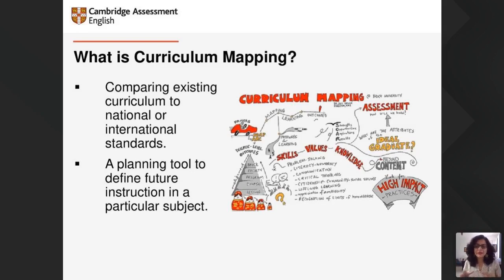Now, a curriculum map can be used in two ways. It can be used after the teacher has finished her academic year. A completed curriculum map allows the teacher to analyze or communicate instruction that has already been implemented by the teacher or someone else. And another way of using the curriculum map is as a planning tool to inform future instruction. And this is precisely what we are going to be focusing on in today's webinar.